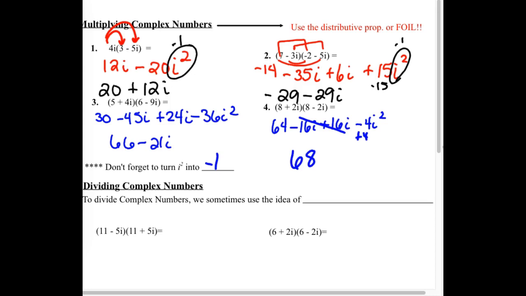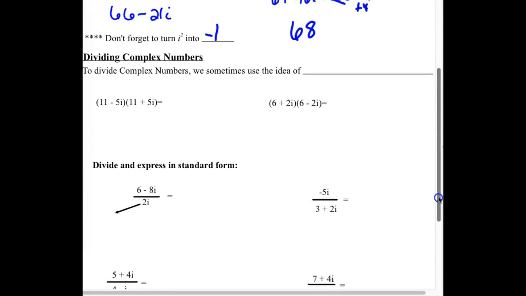So we've done adding, subtracting, and multiplying. Our last piece is dividing. And we're going to use that idea of complex conjugates. Complex meaning they have the imaginary piece in there. All right, so we are going to have conjugates like a plus bi and a minus bi.